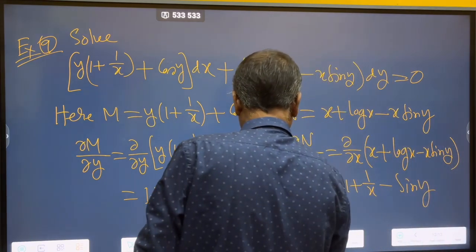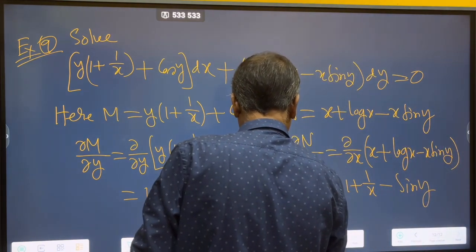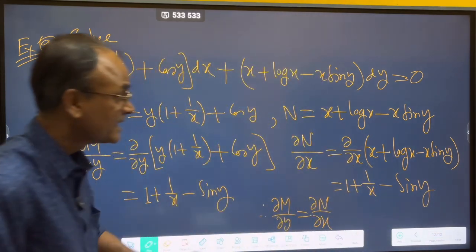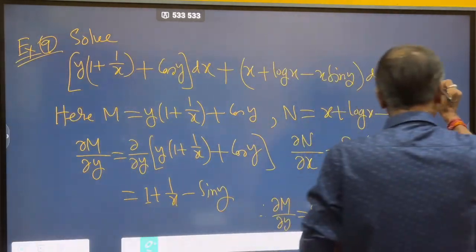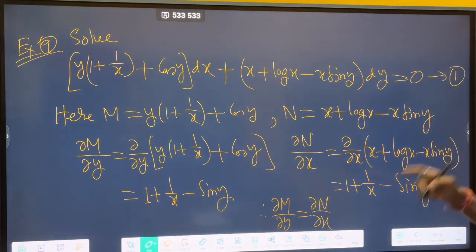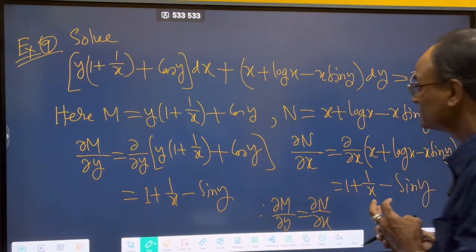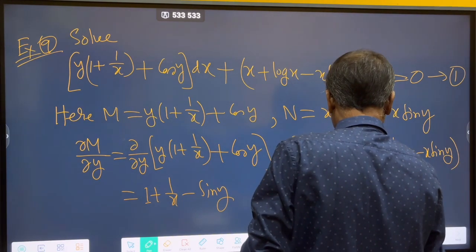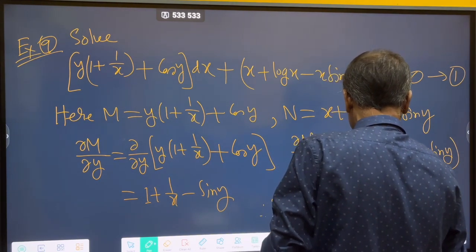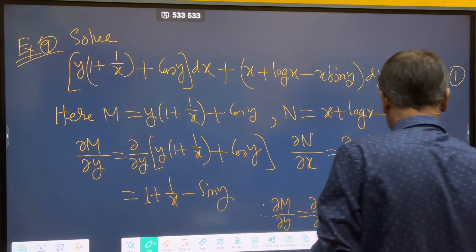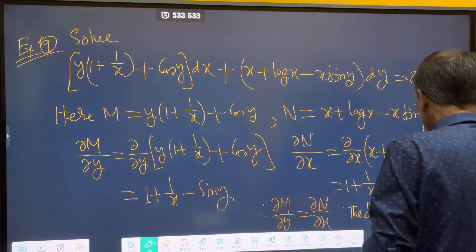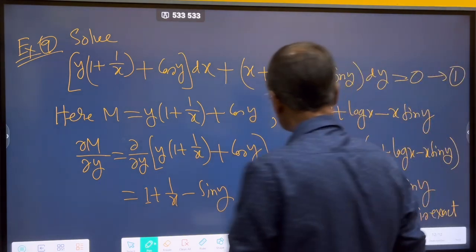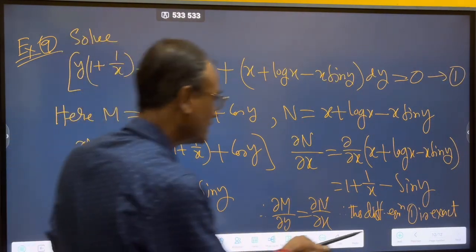Therefore, del M by del y equal to del N by del x. Suppose this is number 1. Therefore, the differential equation 1 is exact.